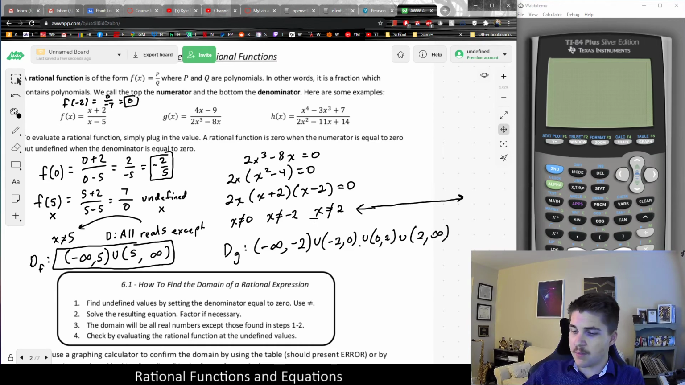So on the number line, I'm kind of imagining how I would remove 0, I would remove 2, and I would remove -2. Those 3 positions are basically not included as my solution. But anything larger than 2 will be fine. Anything in between 0 and 2 will be fine. Anything between -2 and 0, and anything smaller than -2.